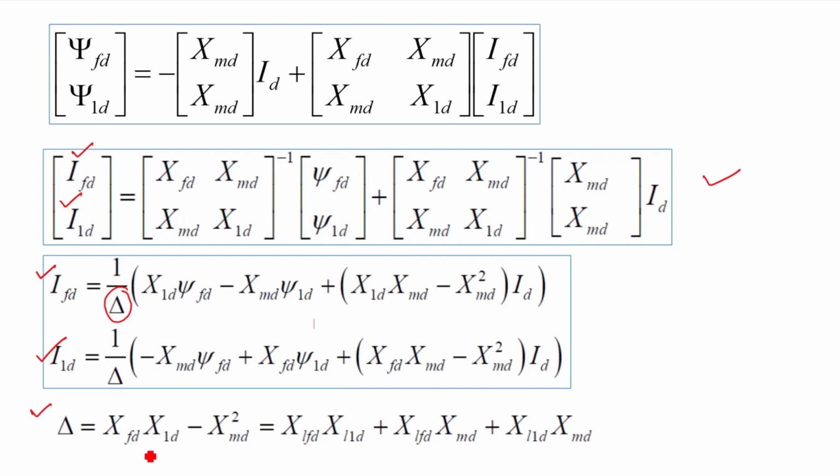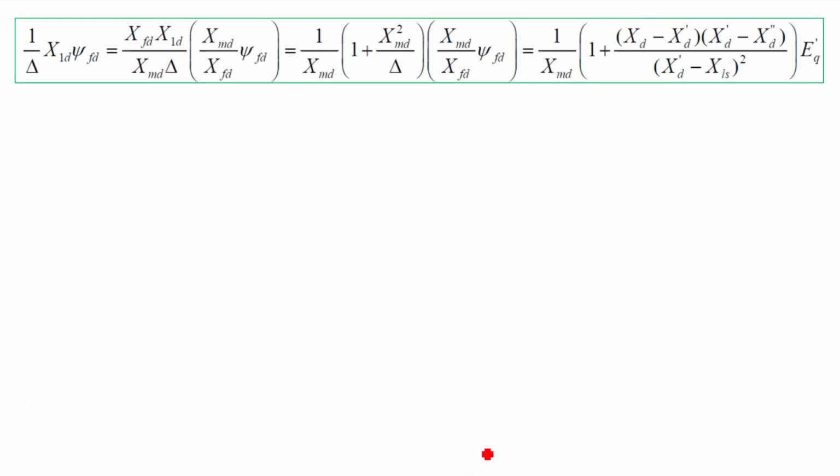Now, expanding this a little bit by substituting XFD equal to XLFD plus XMD and X1D equal to XL1D plus XMD, I will find this expression, that is XLFD XL1D plus XLFD into XMD plus XL1D into XMD. So this is your equation. Now, this is the equation for the determinant.